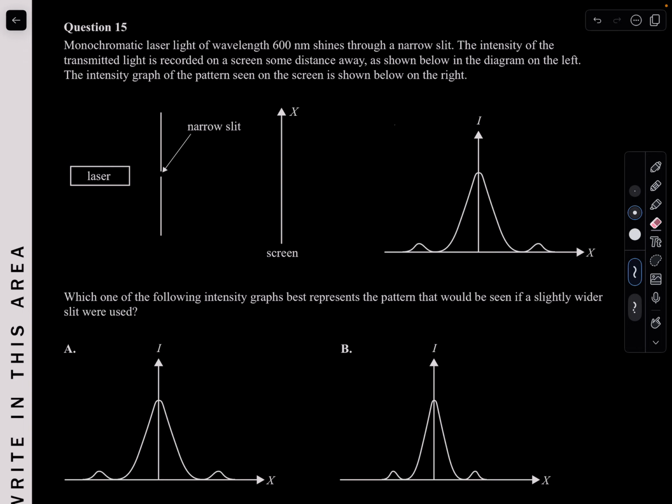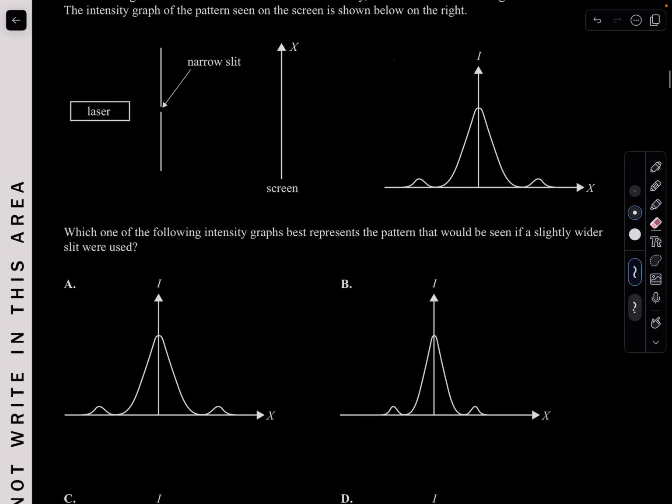Okay, let's have a look. Which of the following intensity graphs best represents the pattern that would be seen if a slightly wider slit is used? So, a wider slit. This concept can actually be explained by Heisenberg's uncertainty, and here's how.